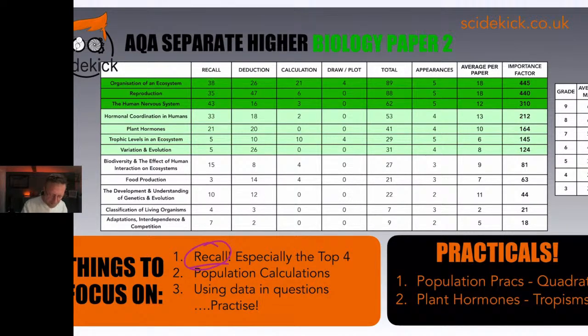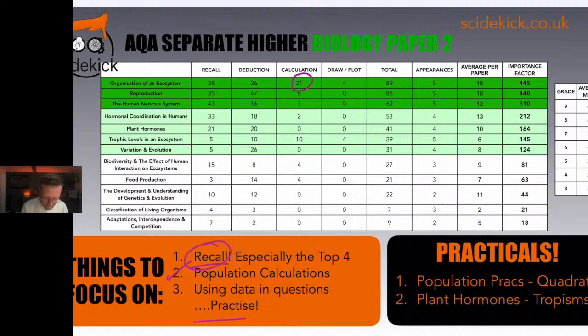Next up, population calculations. What do I mean by that? Well, by that I mean these, okay? So lots of calculations attributed to organization of an ecosystem. So quadrats, basically, quadrat calculations, calculating the area of things, calculating averages, and so on and so forth. So make sure you can do those. There's no substitute for doing questions on that.